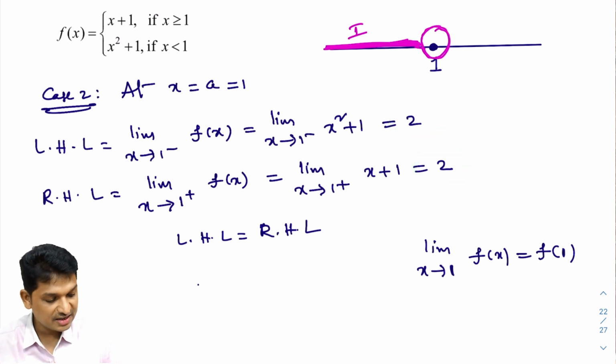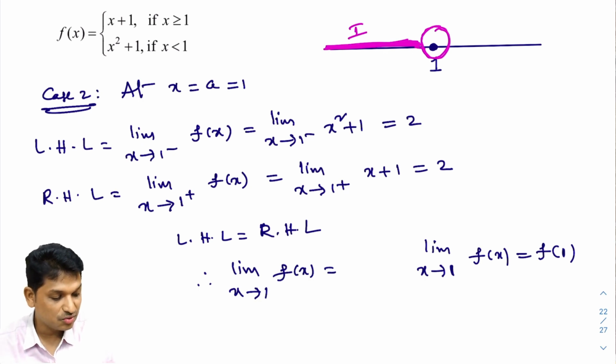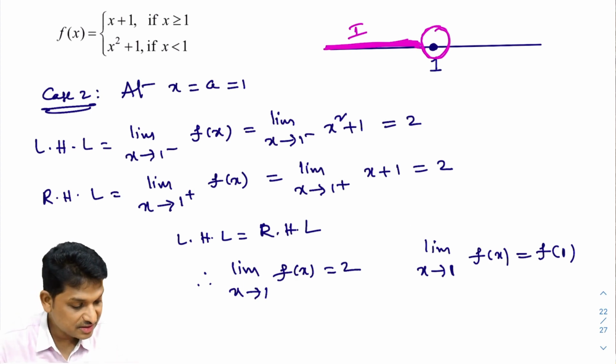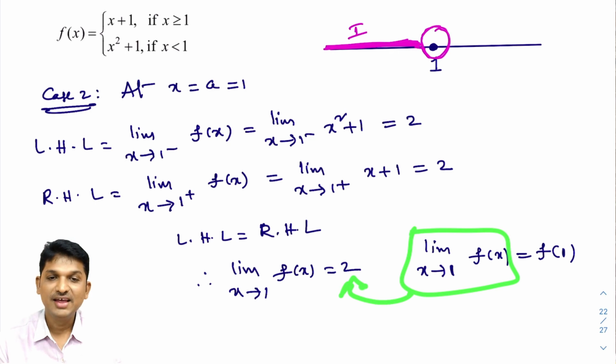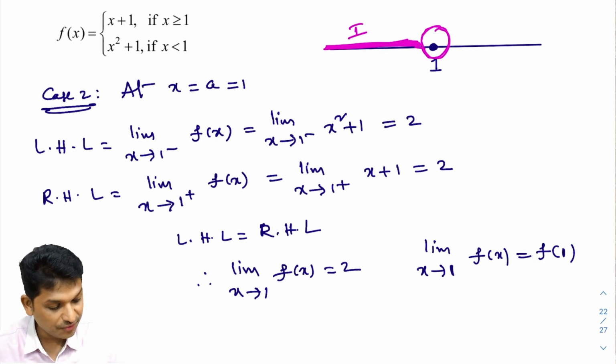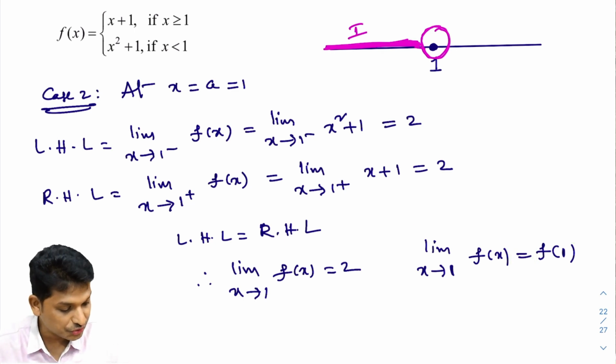So what I'll write here? Therefore, limit x approaches to 1, f of x, I just calculated this one and got its answer as 2. Okay. Now, what to do? I need to calculate f of 1. I'll calculate f of 1. To calculate f of 1, we need to know what is the function to choose.